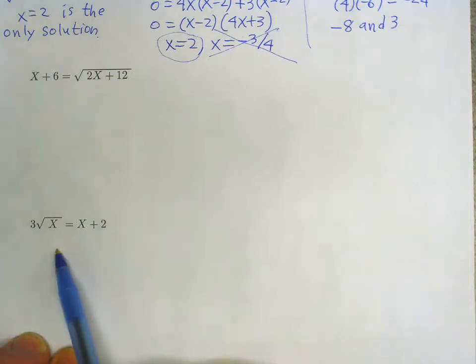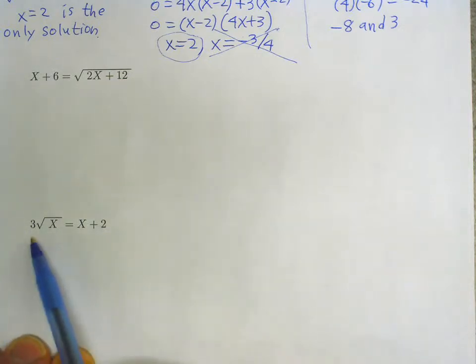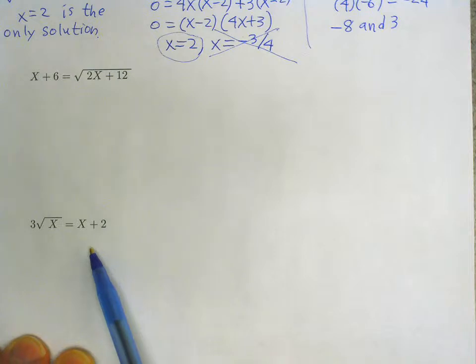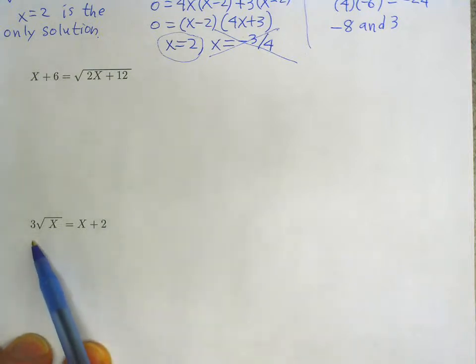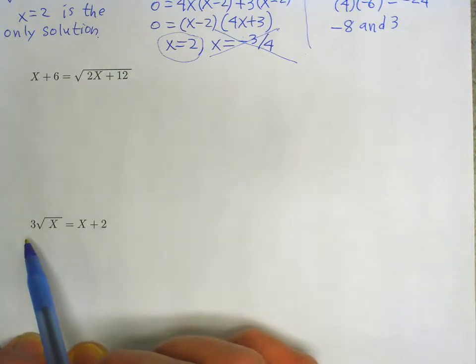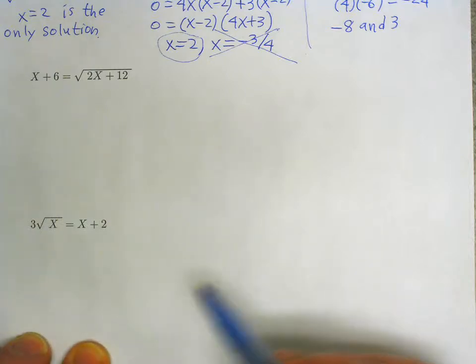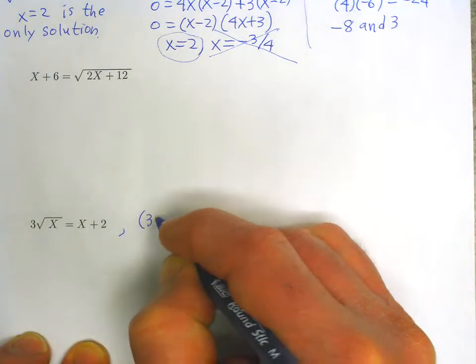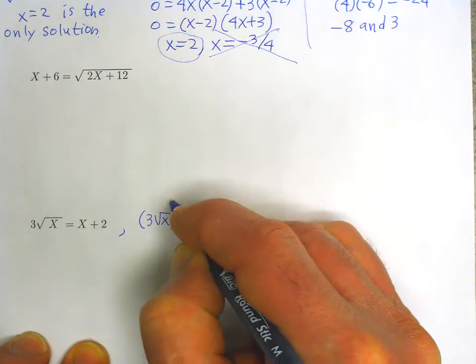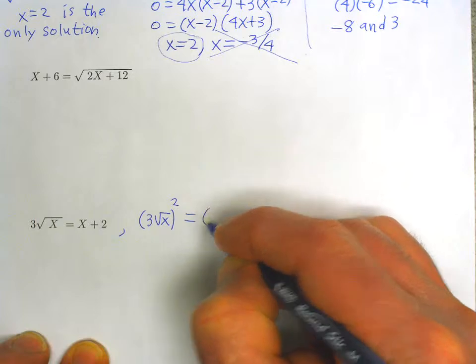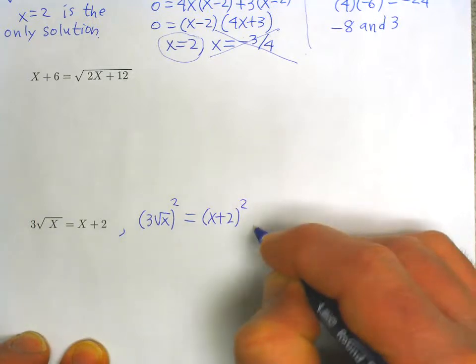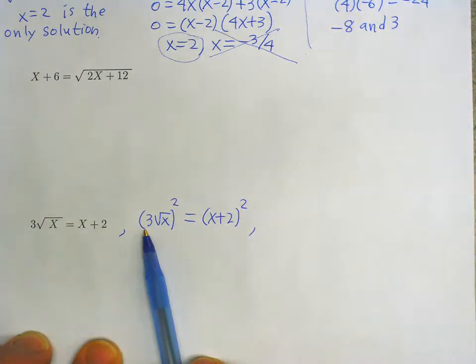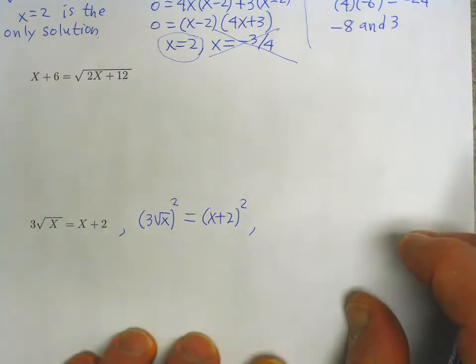In this situation, my advice is to go ahead and square both sides as they are instead of dividing both sides by 3 first. And the reason that I make that suggestion is that even though you can divide both sides by 3 first, eventually you're going to have to undo that in this case. So if we just square both sides, square 3 times the square root of x and square x plus 2, when we square 3 times the square root of x, we're going to get 9x.